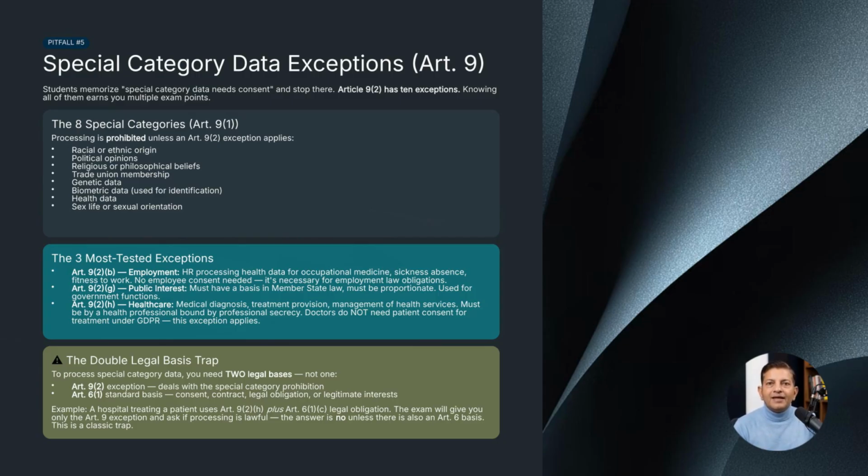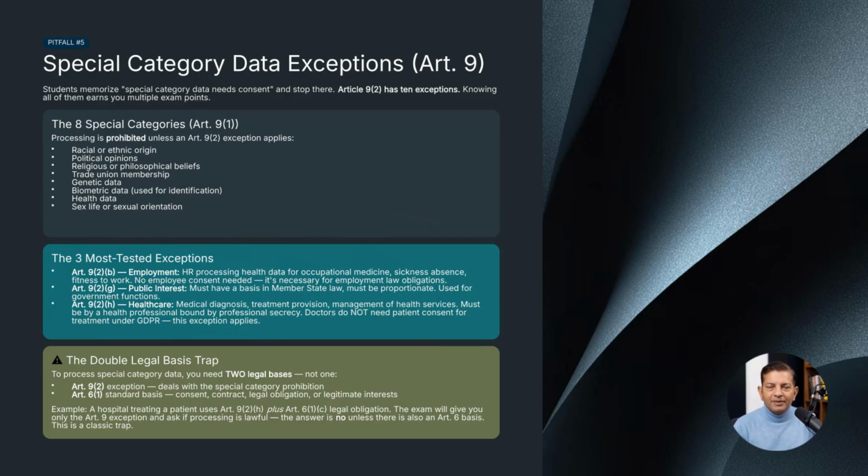Here are all 10 exceptions from Article 9.2. Exception A, explicit consent from the data subject. Exception B, employment, social security, and social protection law. Exception C, protecting vital interests when the person can't give consent. Exception D, legitimate activities of foundations, associations, or non-profit bodies. Exception E, data manifestly made public by the data subject themselves.